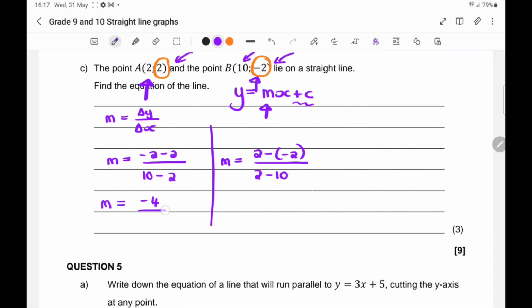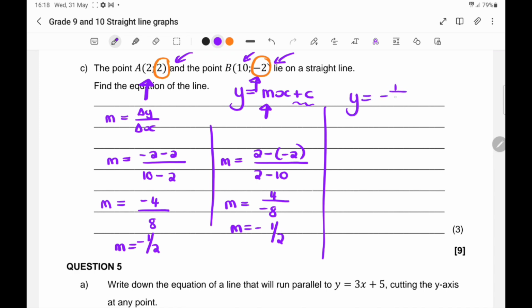So negative 4 over 10 minus 2 is 8. So the gradient is negative a half. And over here, 2 plus 2 is 4. 2 minus 8 is negative 8. So the gradient is negative a half. See, it gives you the same. Now I've got my gradient. Negative a half x plus c.